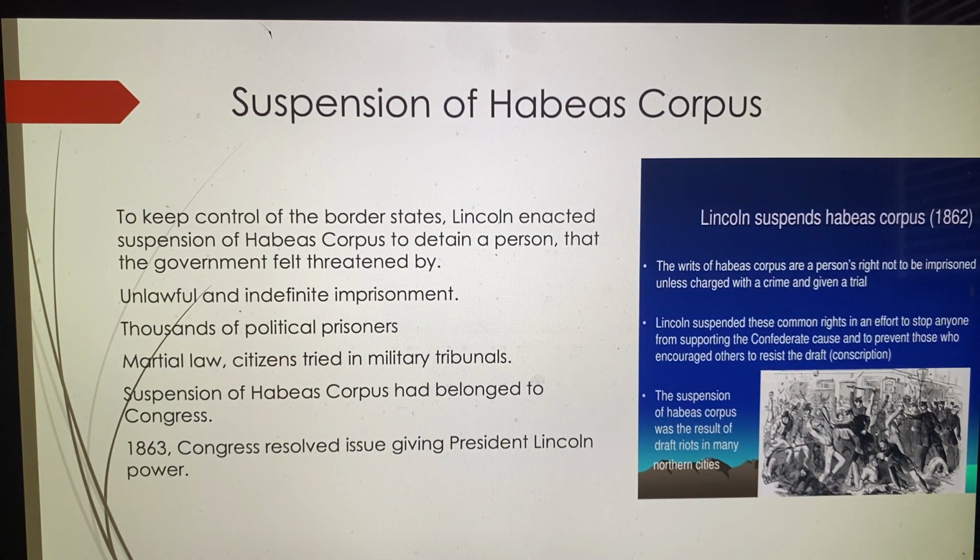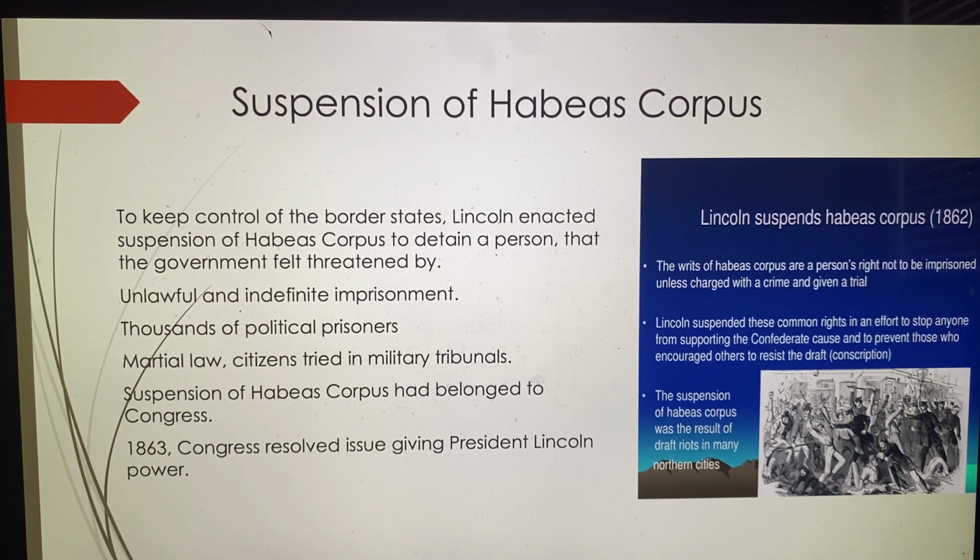Suspension of habeas corpus. Well, what is that? Well, to keep control of the border states, Lincoln enacted the suspension of habeas corpus, and that was to detain a person that the government felt threatened by. Here we have a picture here. The writ of habeas corpus is a person's right not to be imprisoned unless charged with a crime or given a trial. So basically, if he knew that someone was coming against the Union of the United States as a Confederate, he now could imprison them without giving them a trial first, right?